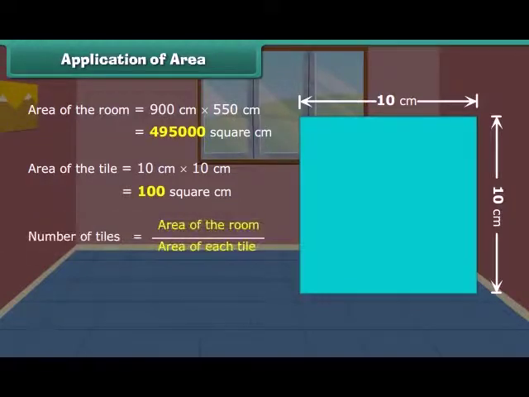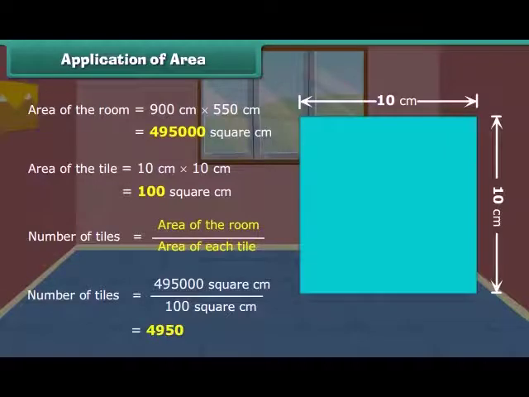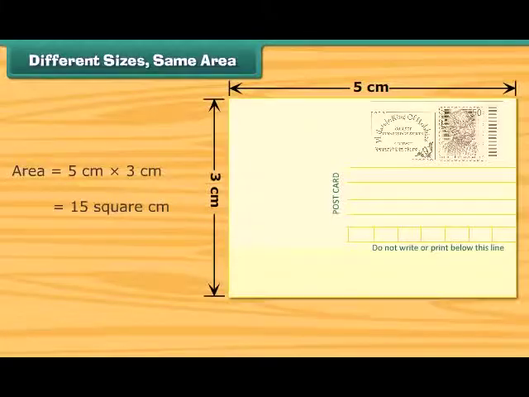We can find the number of tiles needed by dividing area of the room by the area of each tile. Thus, number of tiles needed is equal to 4,950.